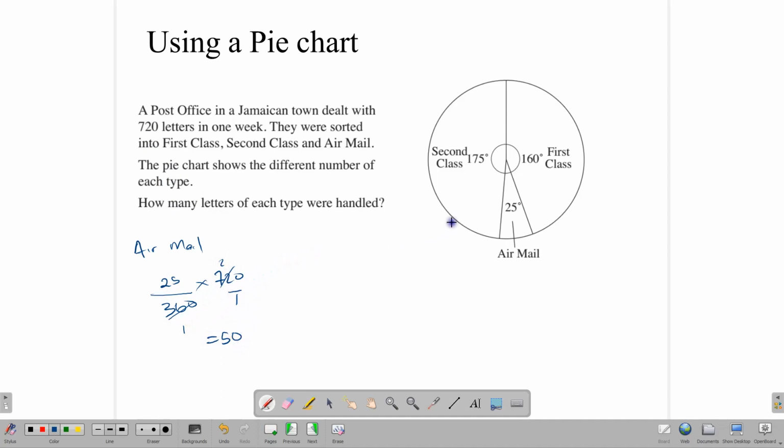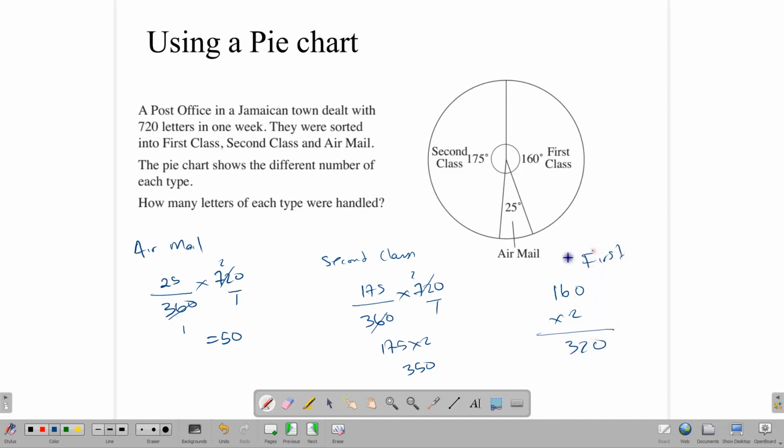For the second one, which is second class, it's now going to be 175 over 360 times 720 letters. And that gives us the same idea that we have 175 times 2. And that gives us 350. And the final one, we realize we can simply multiply the 160 by 2. And that gives us 320 for first class.